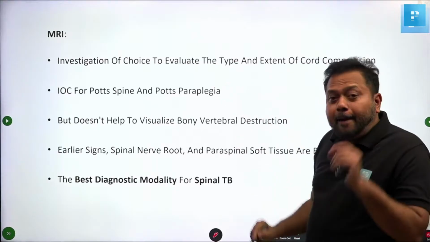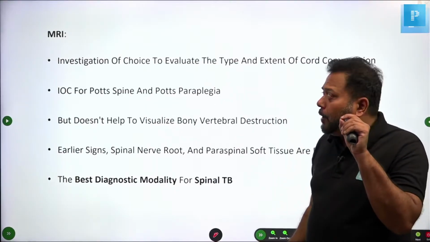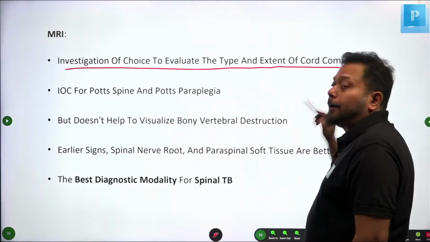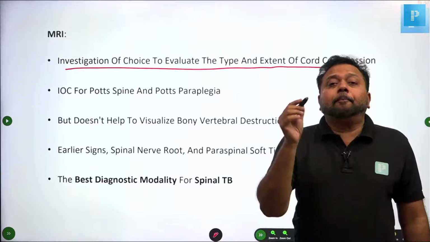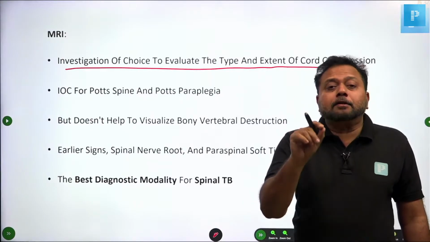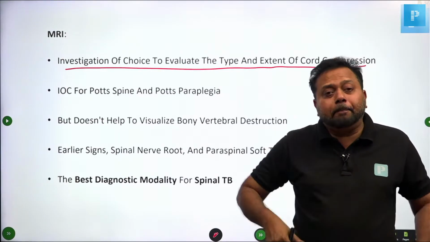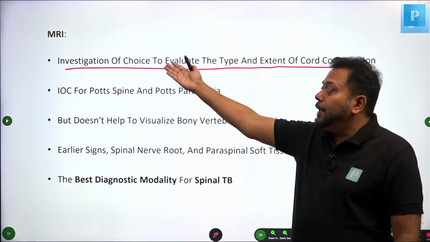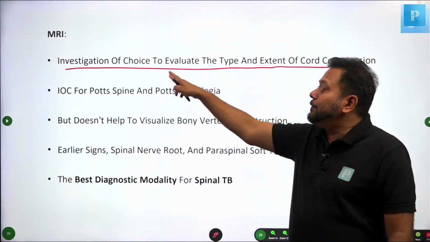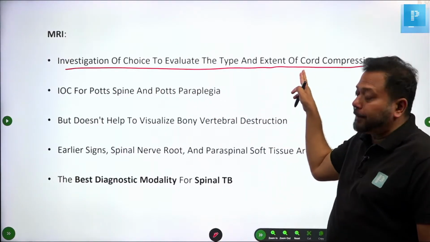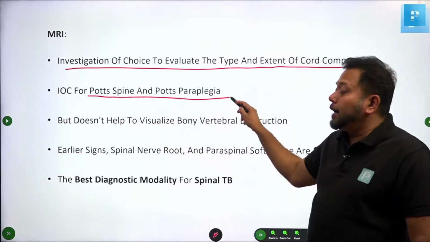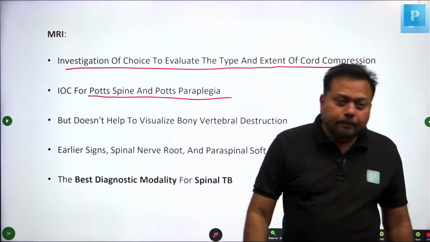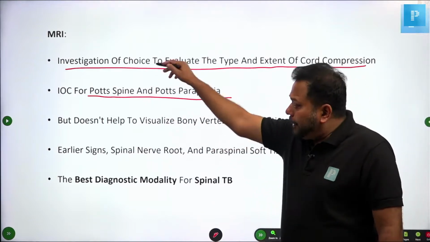You see here, MRI. What is the use of MRI? It is the investigation of choice to evaluate type and extent of cord compression. If at all they use the word Pott's spine, nerve compression, Pott's spine with sciatica, Pott's spine with pain which travels to the thigh and the leg, something like that. If they ask what is the best investigation, then we have to go for MRI. MRI is the investigation of choice to evaluate type and extent of cord compression, investigation of choice for Pott's spine and Pott's paraplegia.